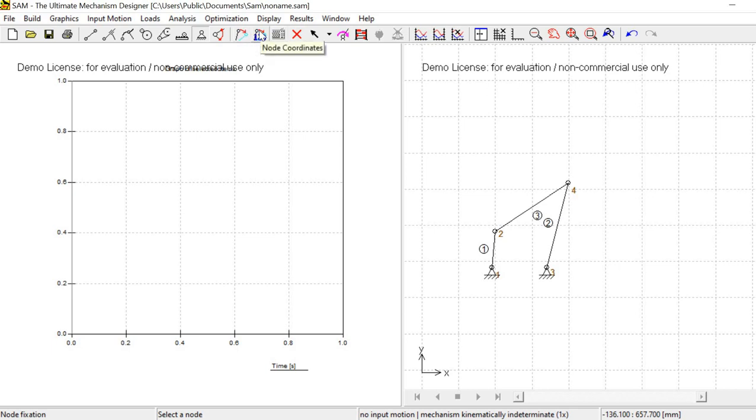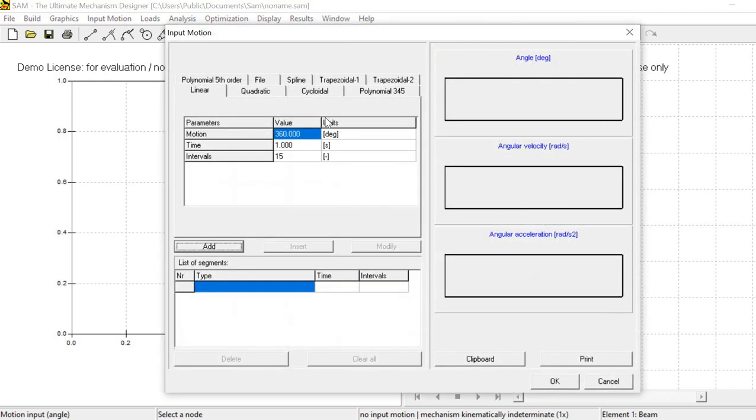After that, I need to give an angular velocity for this input rod, which is 1, 2. For that, you need to move over here. There's the angle input motion. Click this one and click the node over here. You will get this. As you can see here, first we need to give the angle.